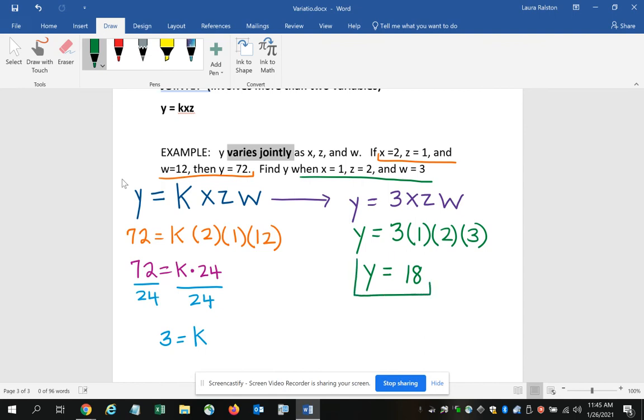So y equals 18. I hope you find those examples of variation helpful as you are studying and preparing for your midterm exam.